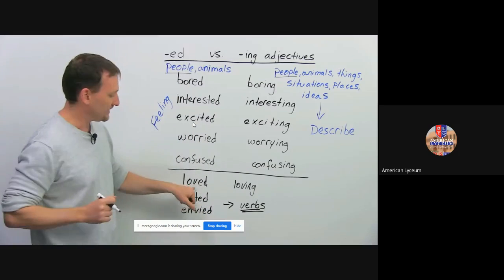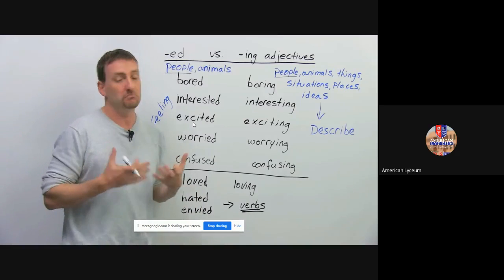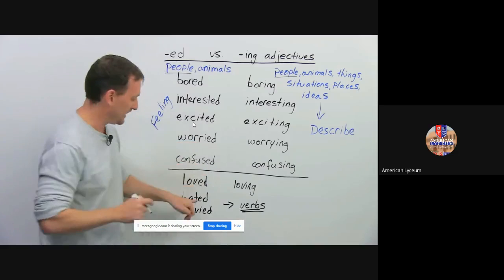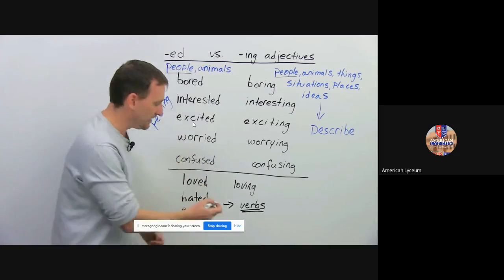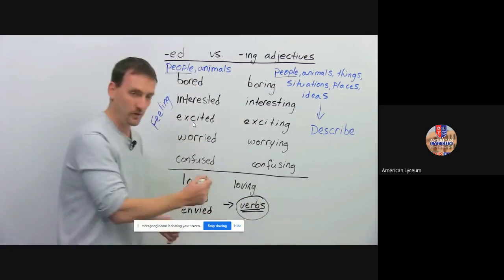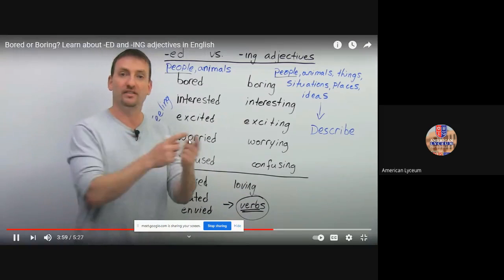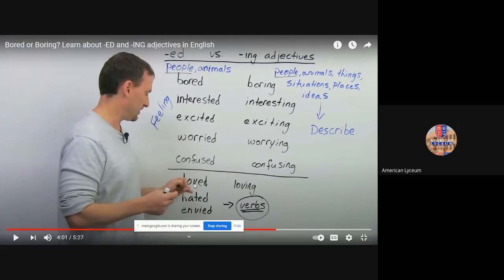Okay? If somebody is loved, does he feel loved? Maybe yes, maybe no. We're not talking about that person's feelings. Hated, envied. These are all feeling words, but these are all verbs. Okay? He is loved means somebody loves him or her. So the words that are, for example, loved, hated, envied are verbs. These are not adjectives. Why?